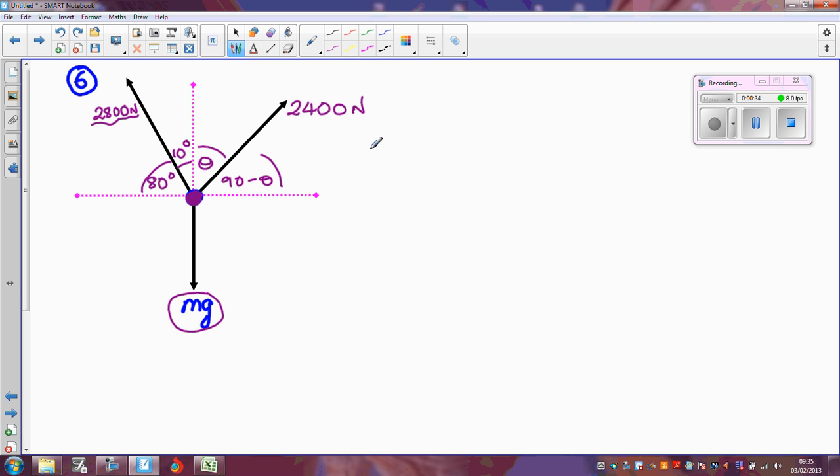Okay, first of all, I've got to realise that this particle is moving vertically upwards. In other words, there's no movement to the right or to the left. In other words, the forces acting to the left must equal the forces acting to the right. So acting to the left, I've got 2,800 cos 80 degrees, and acting to the right, I've got 2,400 cos (90 minus theta) degrees.